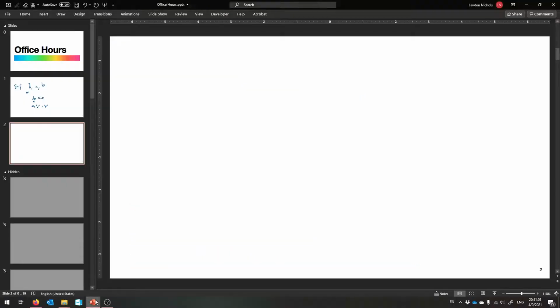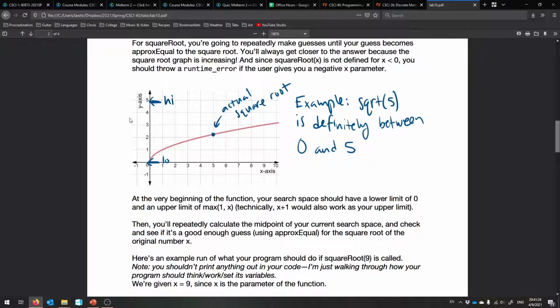You'll keep checking to see if your current midpoint is close enough to the square root. The way you check, if mid equals 2.5, whether that was a good enough guess is you'll say, is mid squared very close to the original number you're searching for? Is that equal to x, when x is 5? 2.5 isn't good enough, and you'll have to make a smaller guess, because it's a bit smaller than 2.5, but not by much.